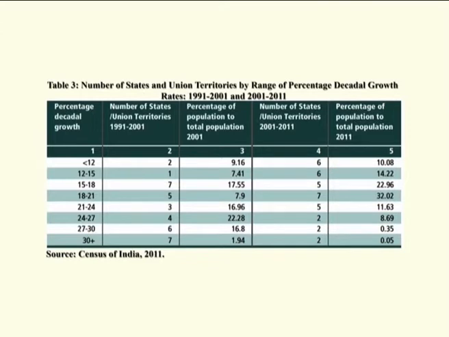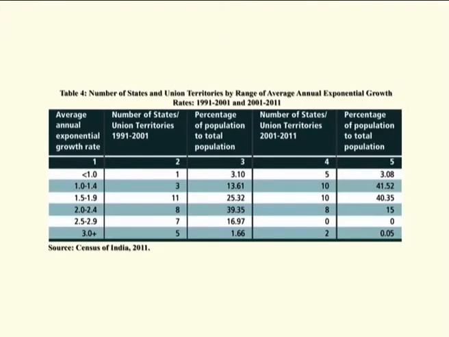On the other hand, the share of the states with more than 24% decadal growth rate has declined from 41% in 2001 to merely 9% in 2011. Thus, the decade of 2001 to 11 has marked a major shift of population from fast growing states to slowly growing states. These trends are further testified if we look at the average exponential growth rates for these 2 decades.